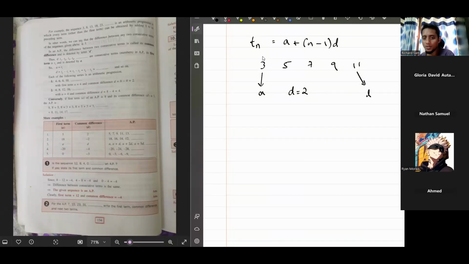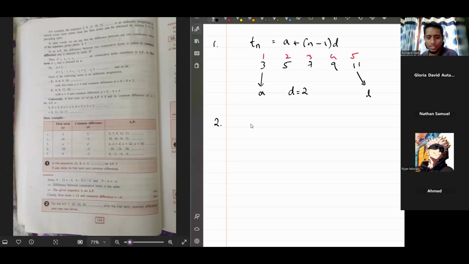And what is N? N is the number of the term. Like this is first term, second term, third term, fourth term, fifth term. That number is N. Understood? So if you have all these values, that is A, N, and D, we can find any term of the AP. Okay, so this is the first formula.